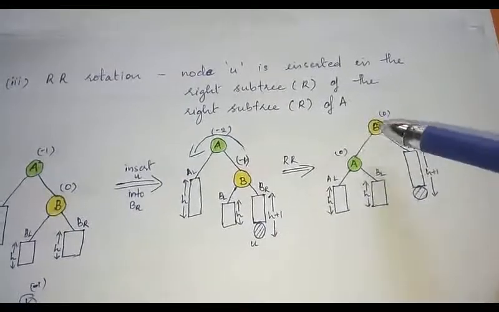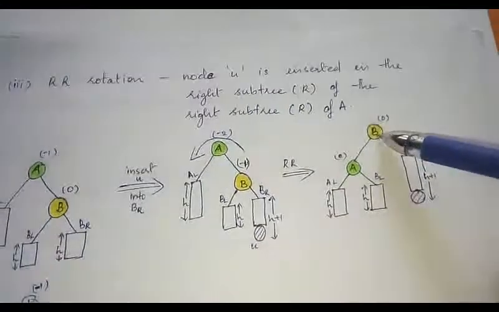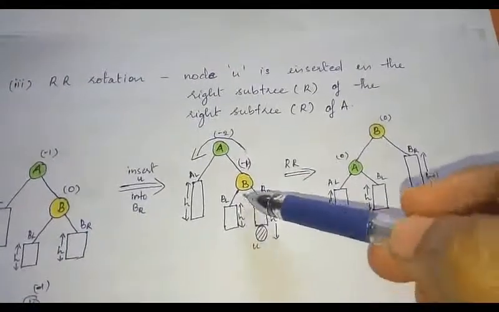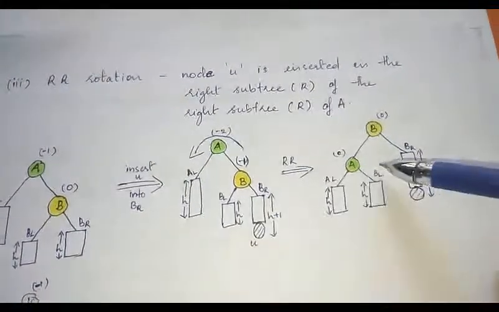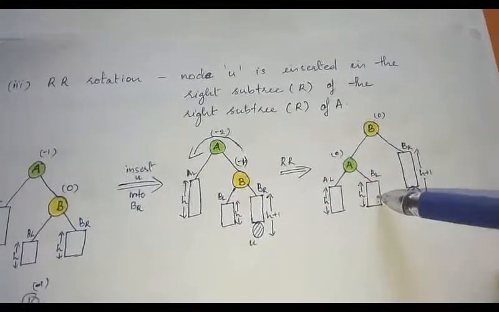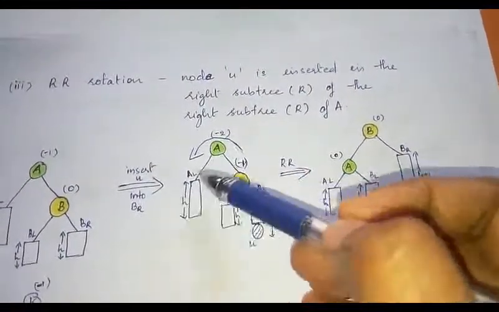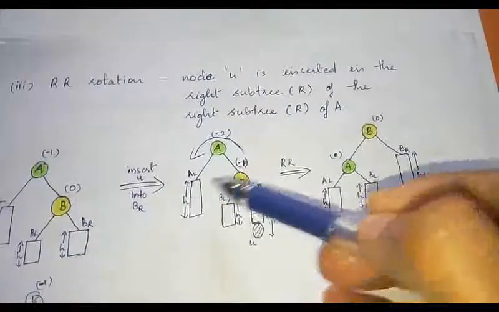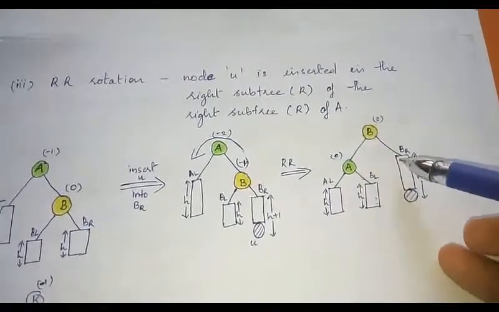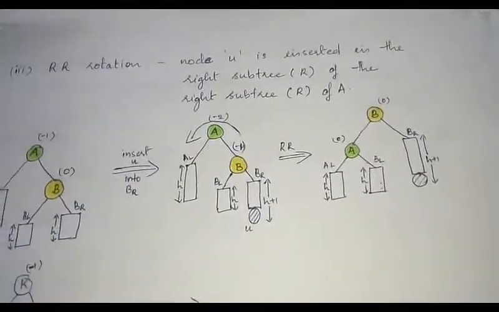Now when B was shifted to the top, what happens? B will become the root and the right subtree of B will stay like that, and we have to give space for BL now. So BL will be attached to the right of A. So we just shifted A to the left side. Just pulled A to the left. So when A was pulled to the left, B took its place, and the rest of the subtrees have been rearranged like this. So this is how an RR rotation is performed.